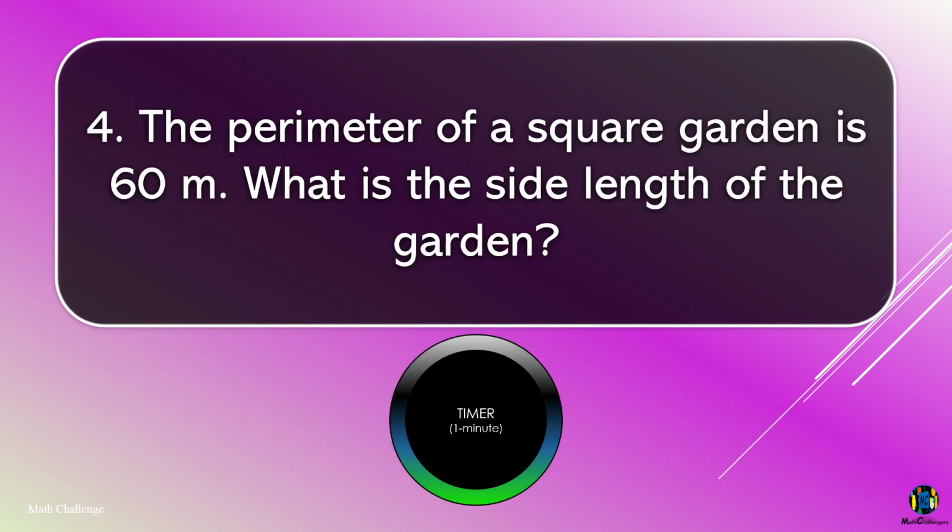4. The perimeter of a square garden is 60 meters. What is the side length of the garden?